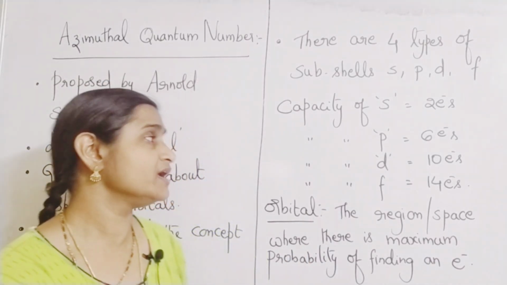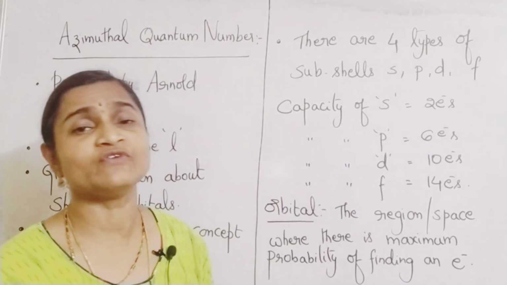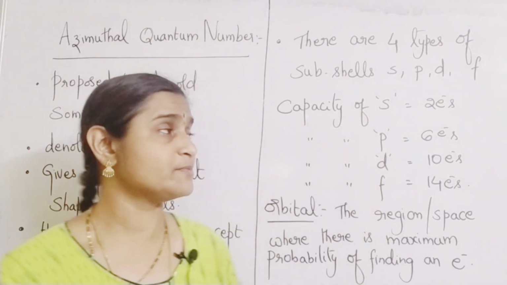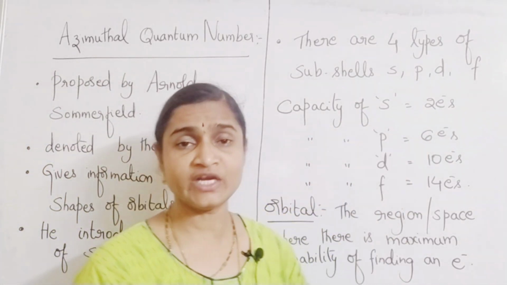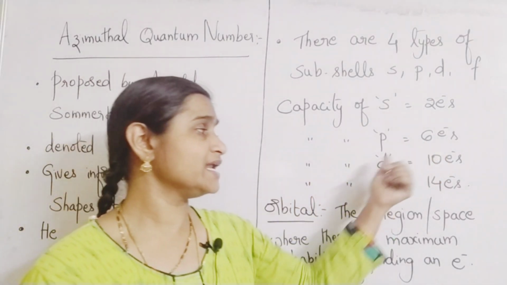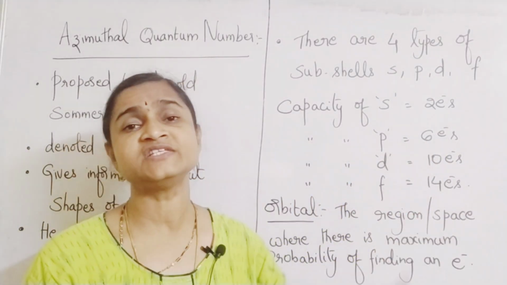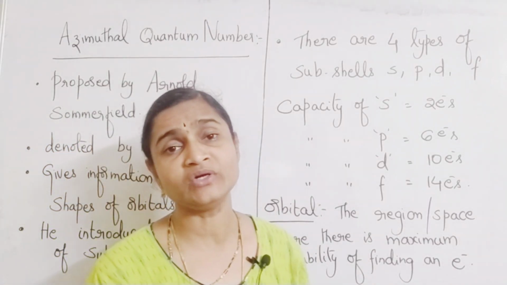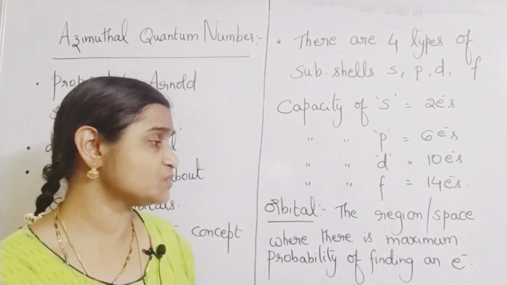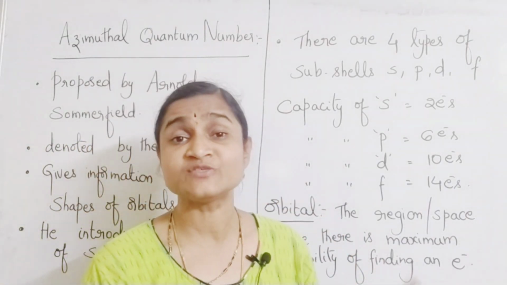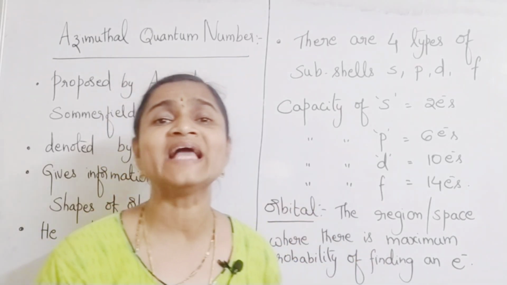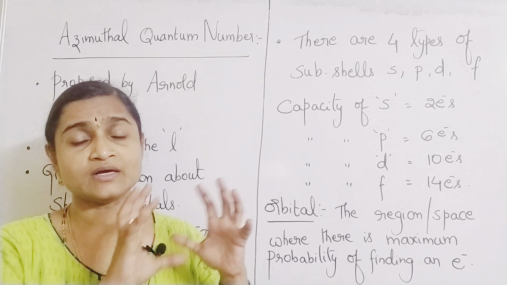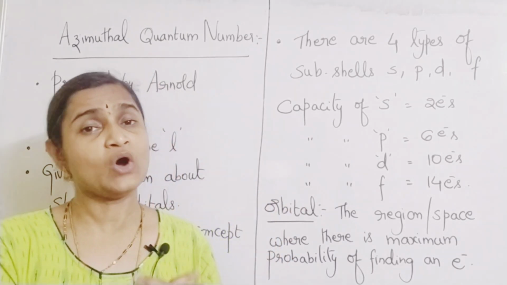Arnold Sommerfeld. If you go with the capacity of electrons in an s subshell, its capacity is only 2 electrons. P is 6 electrons, D is 10 electrons, and F is 14 electrons. Now, I just told you about orbital. Orbital means a region or space where there is maximum probability of finding an electron. Subshells are divided into orbitals.